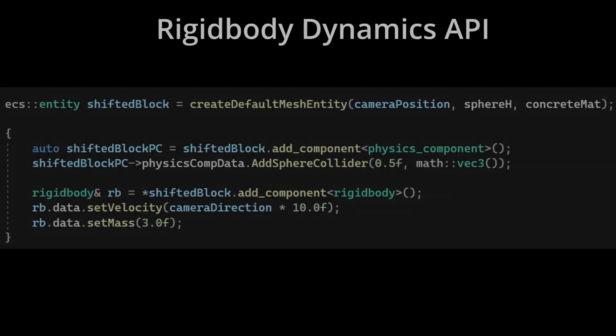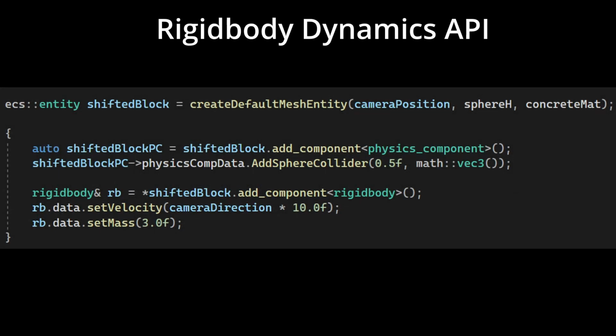The following is a brief demonstration of the API for each of the physics features previously presented. For Rigidbody Dynamics, after creating an entity, we can add a physics component to this object. Using this physics object, a user can then add colliders to it. Doing so will create a static physics object. A user can then turn this object into a dynamic object by adding a rigid body component. Using this component, properties such as velocity, mass, and drag can be modified.